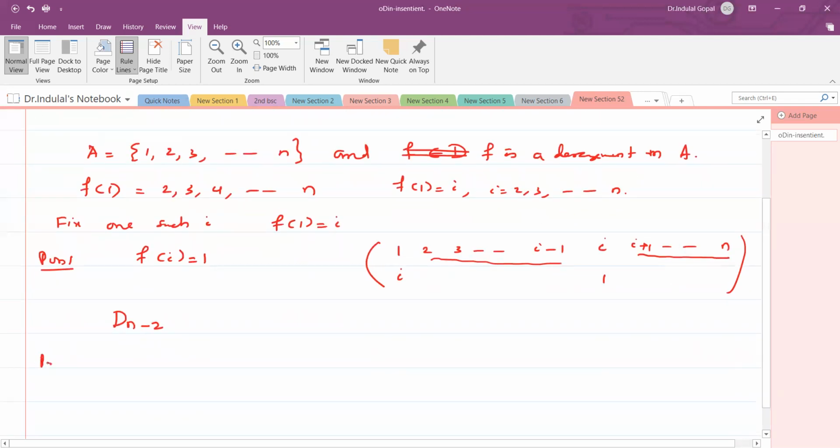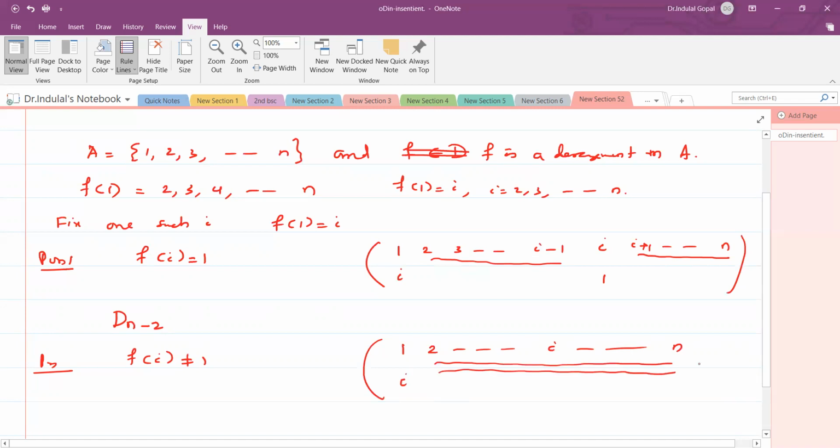Now possibility 2: f of i is not equal to 1. So it will look like the image of 1 is i, then 2, 3, etc., i, etc., n. These will have different images. Then relabel this 1 as i. So simply call this 1 as i. Then here comes a 1, but that one is not the image of i, so it will come somewhere else in the second row.